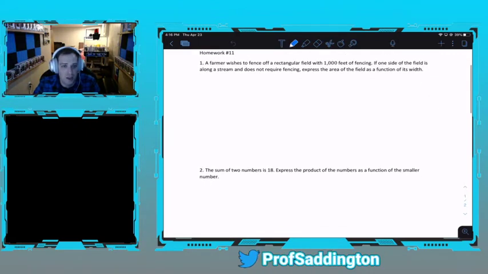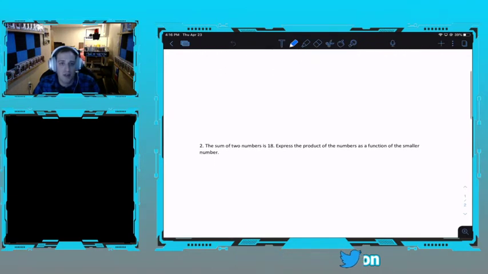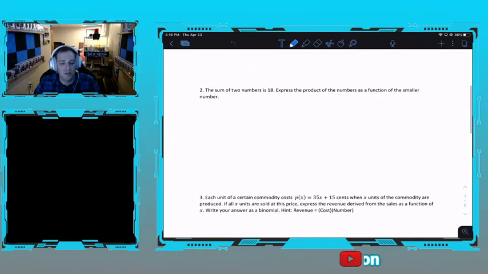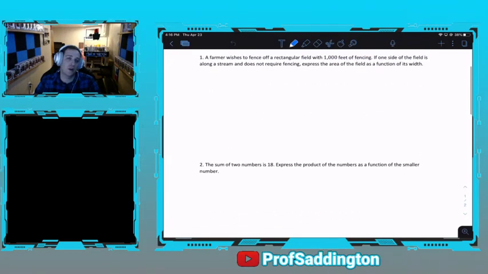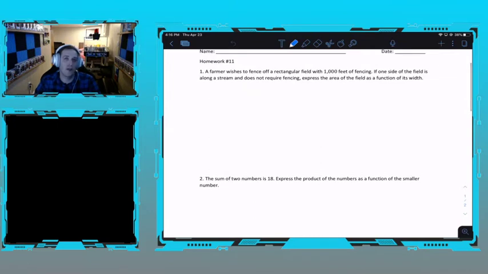And then number 2, you just have to write out the equations. It says the sum of 2 numbers is 18. Remember what sum is. And then it says express the product of the numbers as a function of the smaller number. So see if you could try to break down what the two equations are and substitute in. I know a lot of you guys do have trouble with word problems, so don't be afraid to contact me if that is the case.